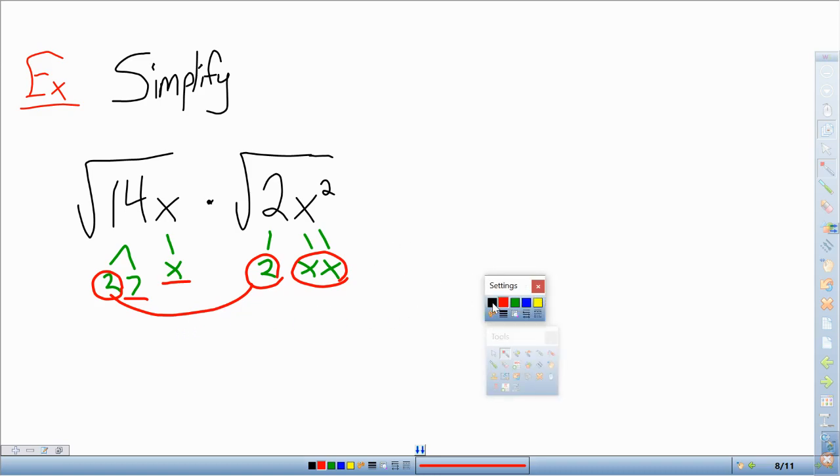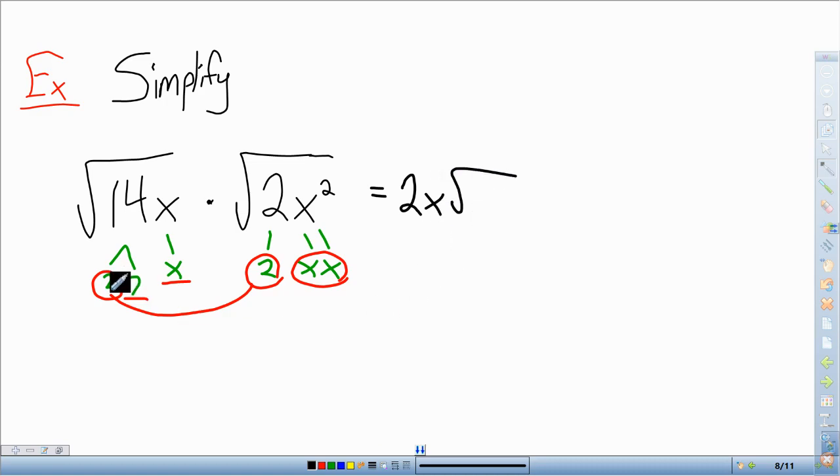Okay, so not a whole lot different from the other problems. We just had some variables. A pair of 2s means a 2 comes out. A pair of x's means an x comes out. What doesn't pair up, 7 and x, stays inside. Just by the way, when you write these problems, get used to writing the number and then the variable, and then inside the radical, same thing, number and the variable. Nothing too different.